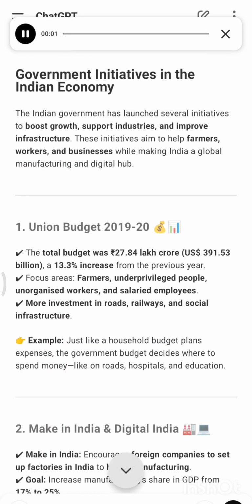In the Indian economy, the government has launched several initiatives to boost growth, support industries, and improve infrastructure. These initiatives aim to help farmers, workers, and businesses while making India a global manufacturing and digital hub. 1. Union Budget 2019-20.